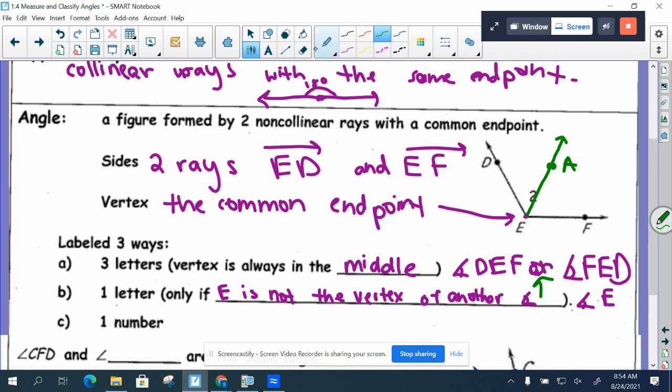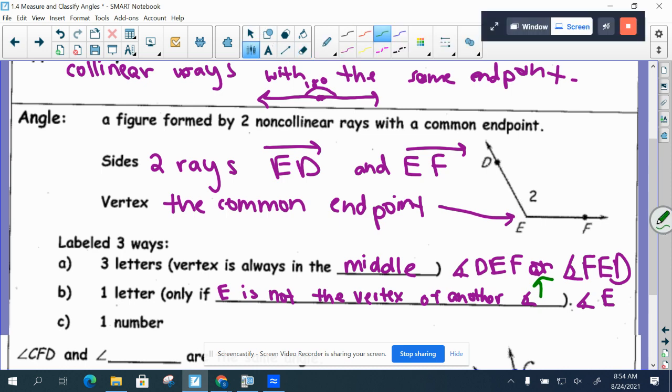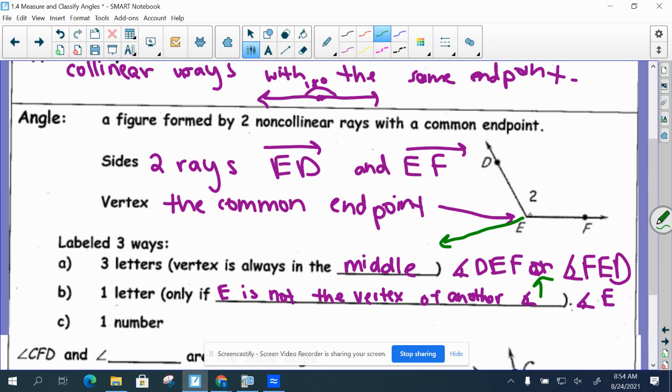Or if I had it coming out this way, once again, if I just say angle E, am I talking about this angle, or this angle? In this case, I would have to specify using the three letters which angle I'm talking about.